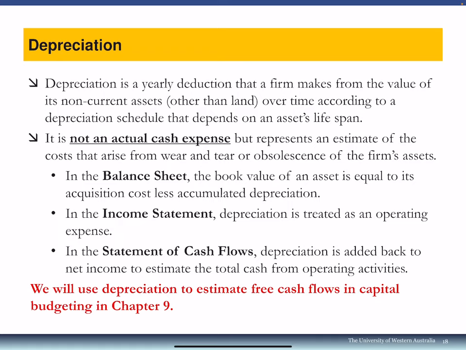So in the balance sheet, the book value of an asset is equal to its acquisition cost less accumulated depreciation. That's where you find depreciation. In the income statement, depreciation is treated as an operating expense. In the statement of cash flows, depreciation is added back to net income to estimate the total cash from operating activities. We'll use depreciation to estimate free cash flows in capital budgeting in chapter 9.